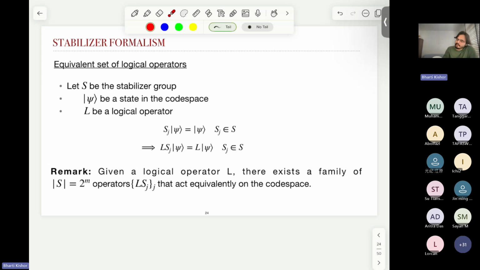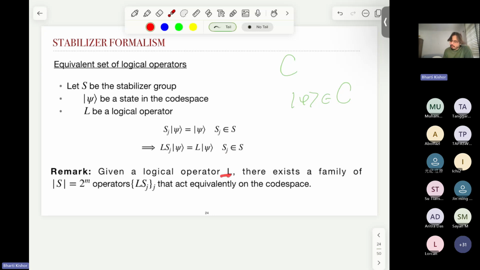So let S be the stabilizer group, and let psi be a state in the code space. Let's say we have some code space C, and psi belongs to that code space. Now let L be a logical operator. Let's say you take any Sj from your stabilizer group, Sj psi is psi, for any Sj in your stabilizer group. What this tells you is that if L is a logical operator, then L times Sj is also a valid logical operator. So L times Sj psi will be L psi, for any Sj in the set of stabilizer operators.